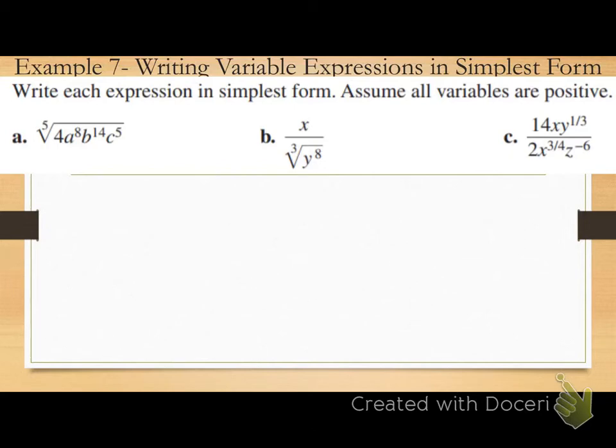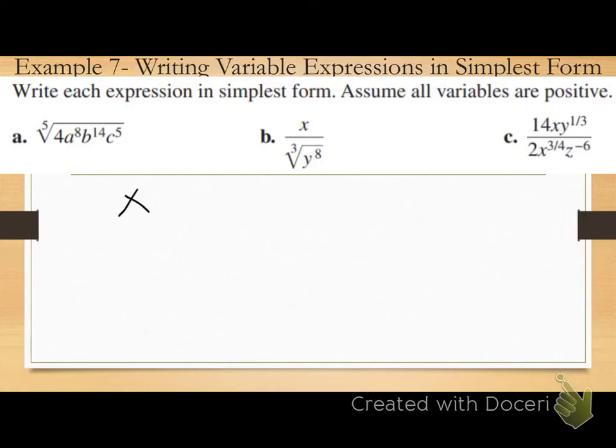Letter B. Is this in simplest form as it is? No. Why? That'd be a radical in the denominator. Very good. I've got a radical in the denominator of my fraction, which we learned yesterday that a radical expression is in simplest form when I do not have any radicals in my denominator. Can I simplify that radical?